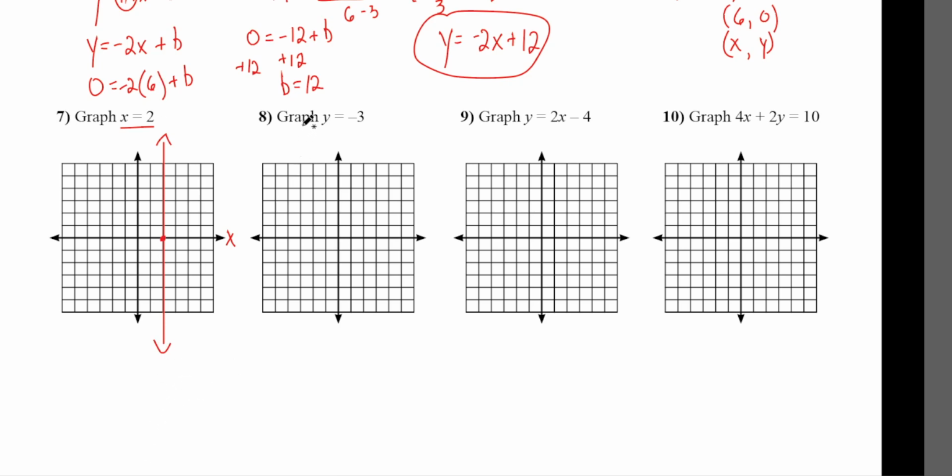All right, what about this one? This is y equals just a number. So that means this goes through the y-axis. Where does it go through? At -3. 1, 2, 3. Is it just a point? Do we just put a dot there? Nope. It's a line that goes through that point on the y-axis. And what kind of line is it? It's a horizontal line. So this is what it should look like.